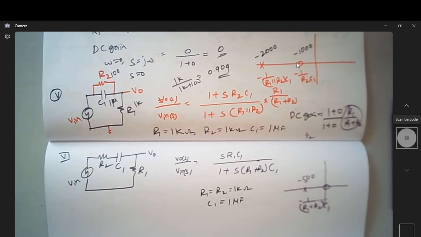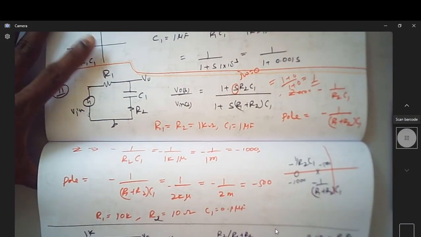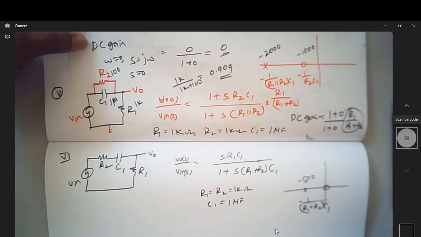And what is the DC gain? The numerator is 0, and 0 divided by anything is 0. So DC gain is 0. Just check the DC gain. DC gain is also 0. So this is my pole position and zero position. These are the six basic circuits we looked into.